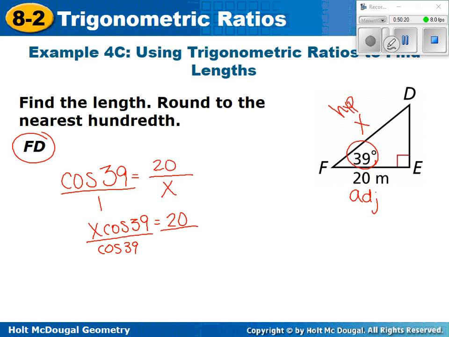So when I look at angle 39, the adjacent side is 20, and the hypotenuse is FD, which is what we're looking for, so I called it x. So adjacent is 20, hypotenuse is x, adjacent over hypotenuse. Does that really make sense? Okay. Divide by the cosine of 39, type it in on your calculator, rounded to the nearest hundredth. What do we get? 25.74.